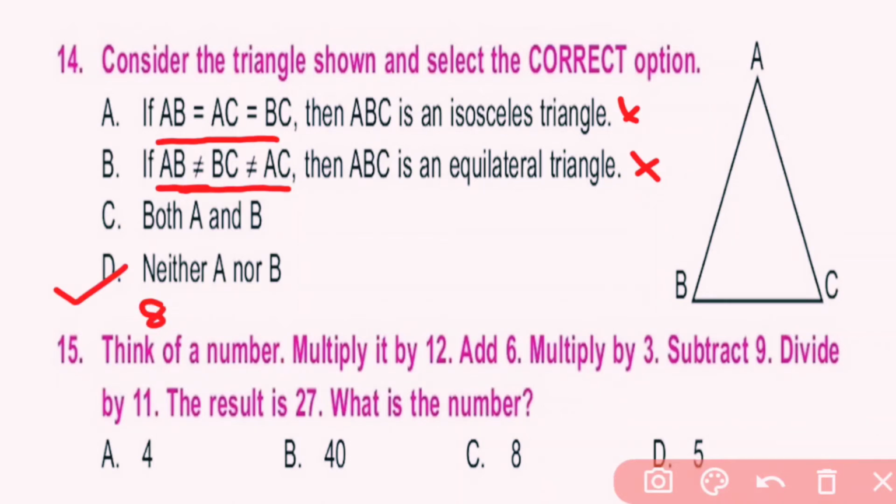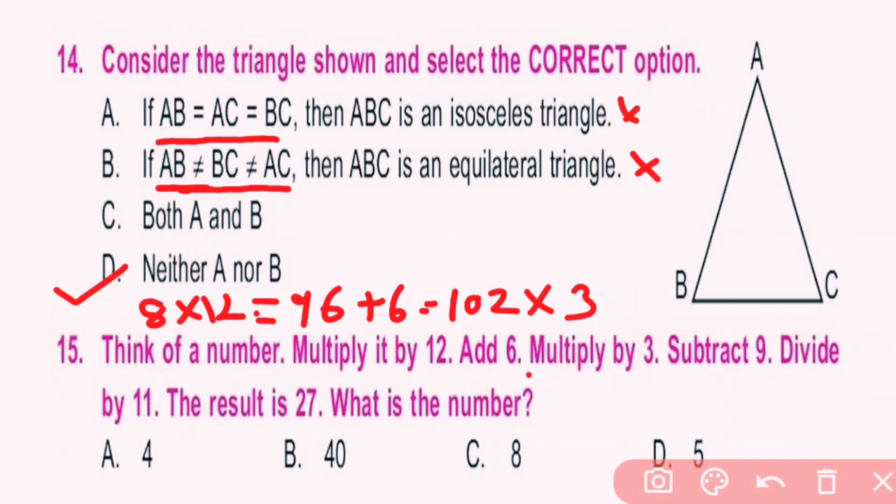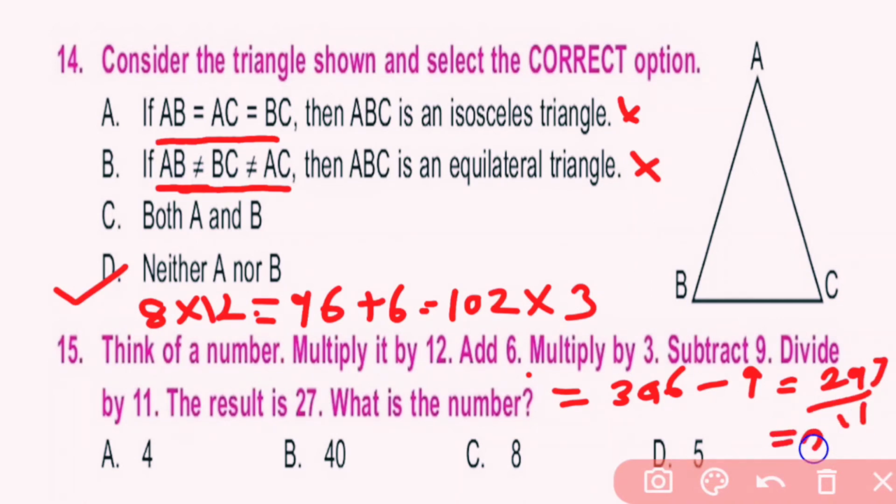If my number is 8, multiply by 12 means 96, plus 6 is 102. 102 into 3 is equal to 306. Subtract 9, minus 9 is equal to 297, and divide by 11 is equal to 27. So 8 is the correct answer.